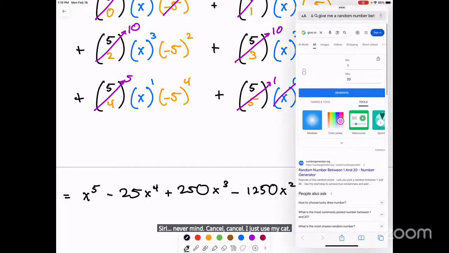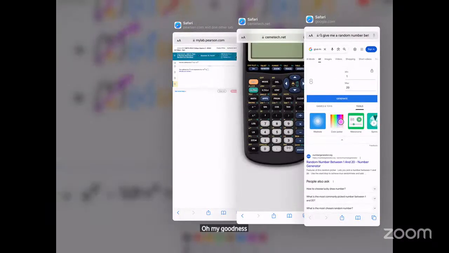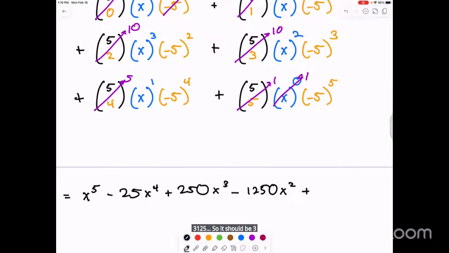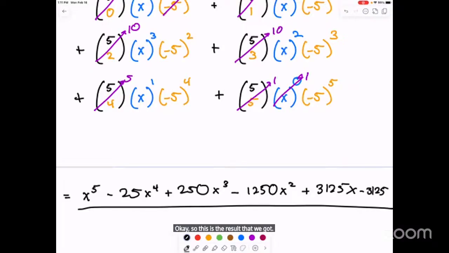Oh my goodness. So let's do 5 to the power 5, 3125. So it should be 3125x. Let me see. And then the last one, I think it's just a minus 3125. Okay. So this is the result that we got. So what I'm going to do, I'll do a side by side.